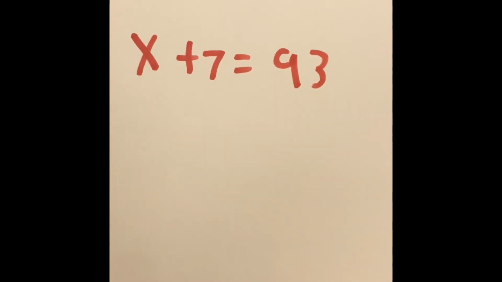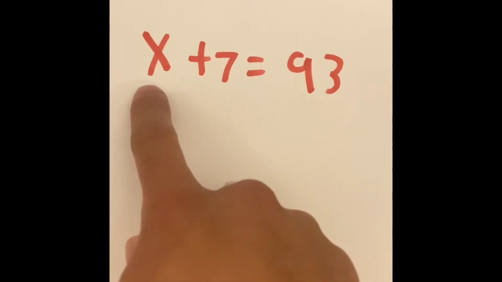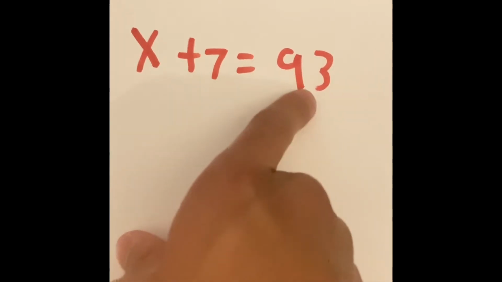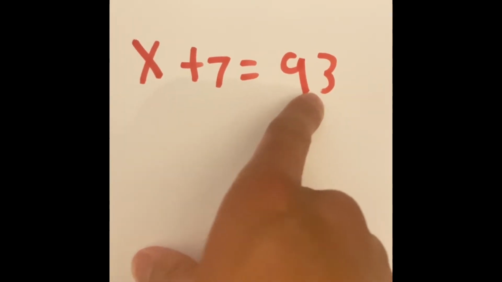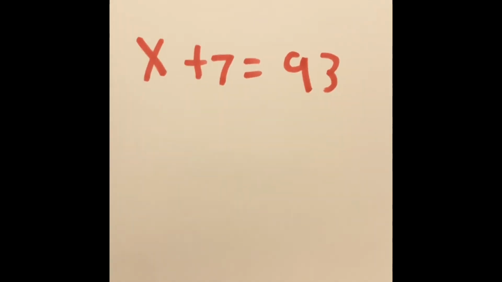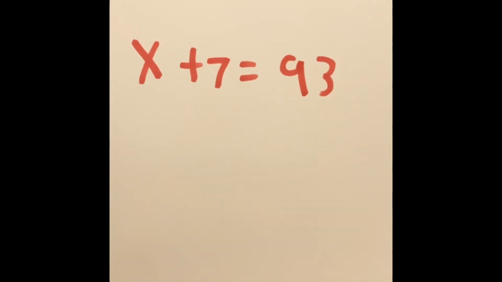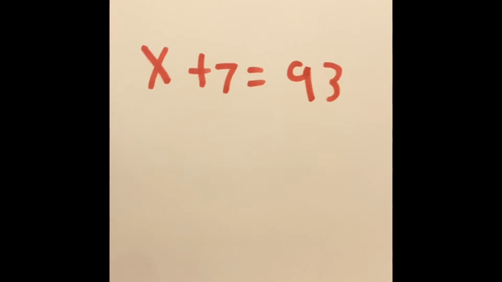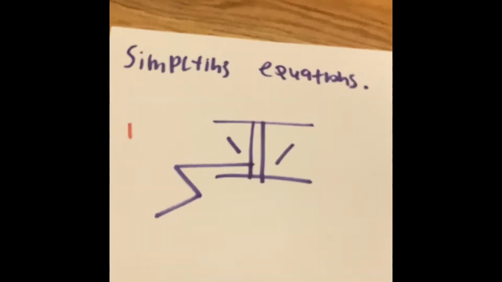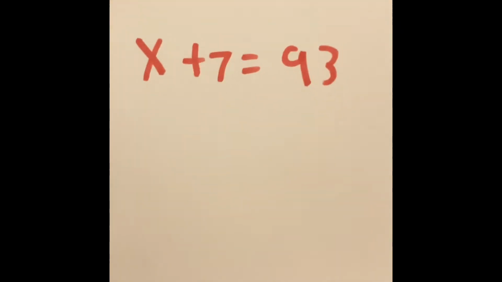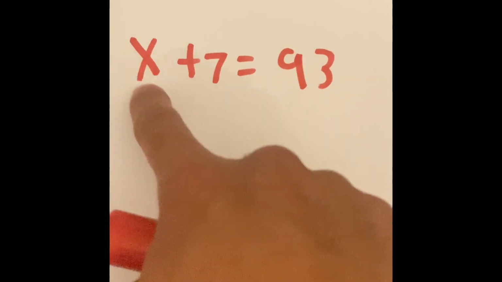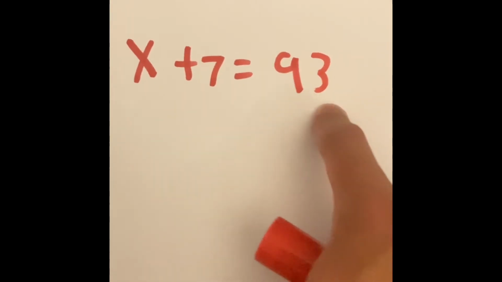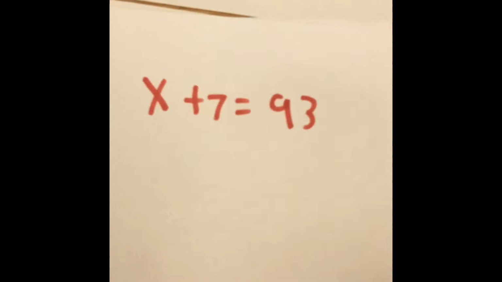So here's an example. What number plus 7 equals 93? If you don't know off the top of your head, or you don't want to guess, what we can do is simplify the equation to get X alone. Instead of solving the equation forward, we're going to shift the equation into reverse.